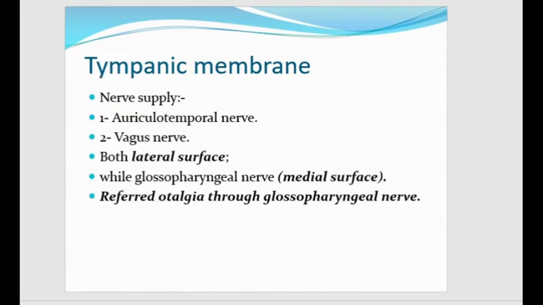Now the tympanic membrane has a nerve supply from the auriculotemporal nerve or from the vagus on the lateral surface. On the medial surface, its sensory supply comes from the glossopharyngeal nerve, which is the ninth cranial nerve. We will talk about these later.